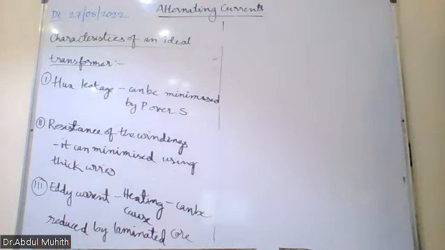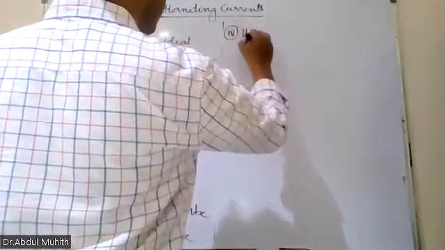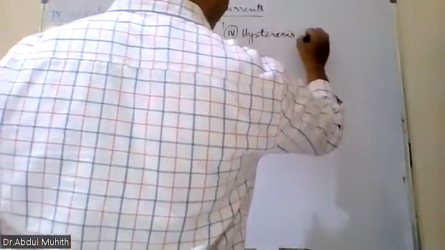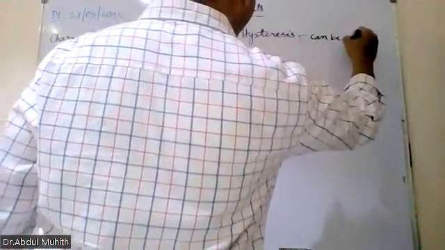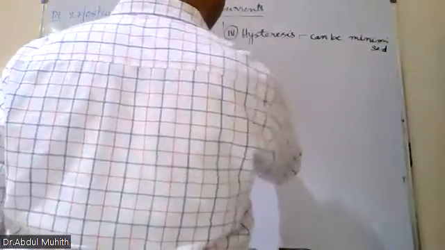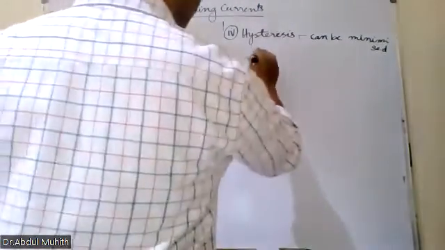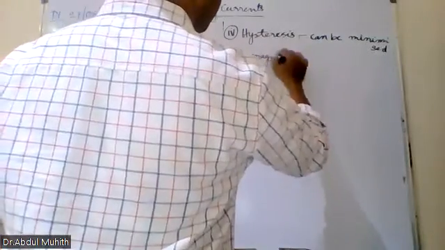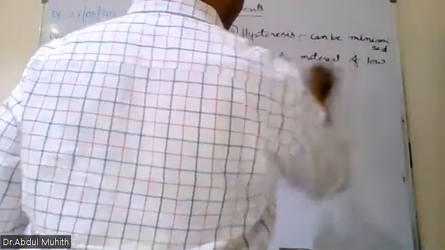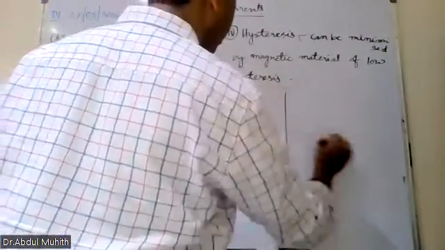The last one is hysteresis. Hysteresis loss can be minimized by using magnetic material of low hysteresis. So what is hysteresis? Hysteresis means this one.